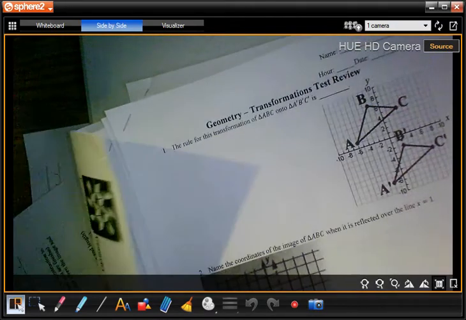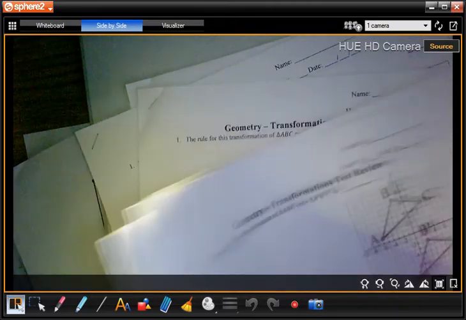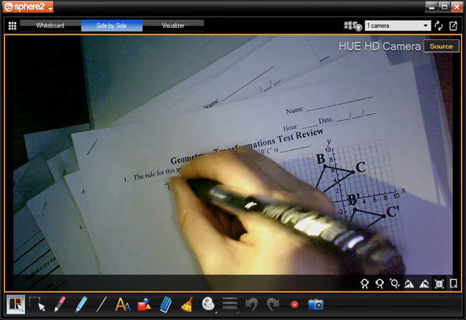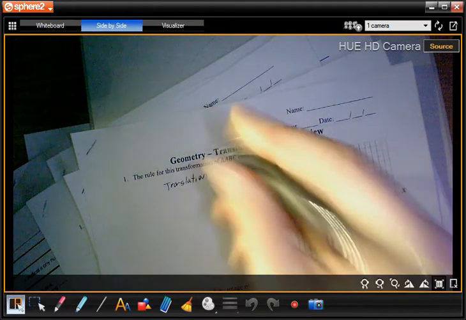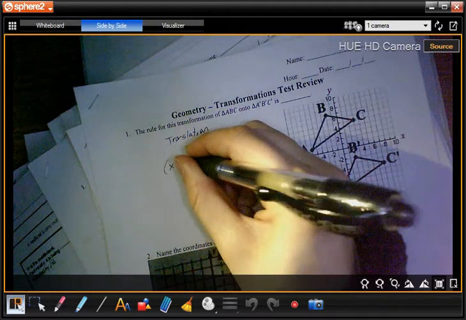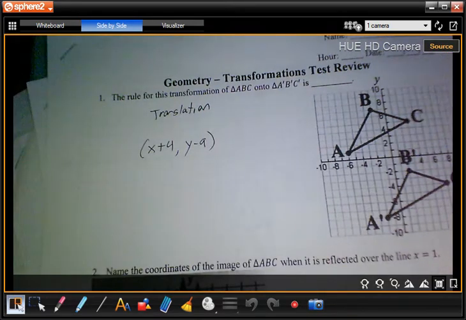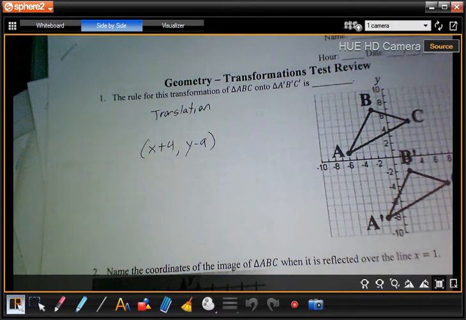So we are looking at number 1 here. And we end up having a translation. And it goes x plus 4, comma, y minus 9. It went to the right 4, and it went down 9 to get from A, B, C to image A, image B, image C. 4 to the right, 9 down.